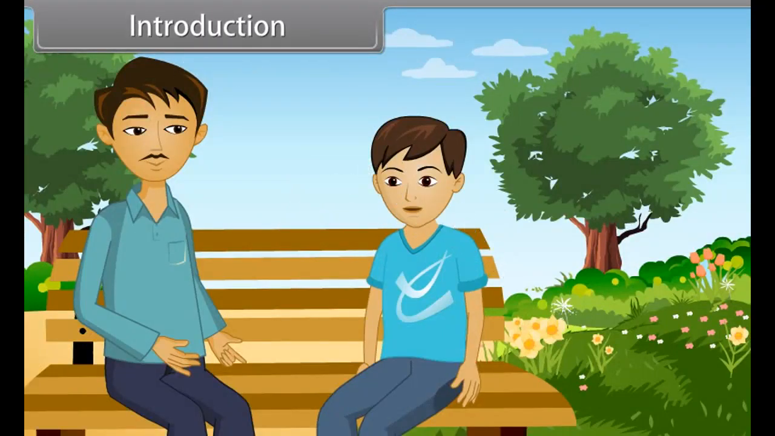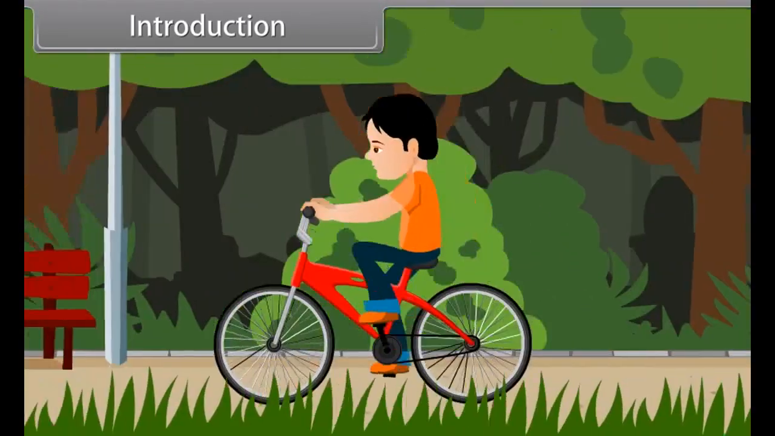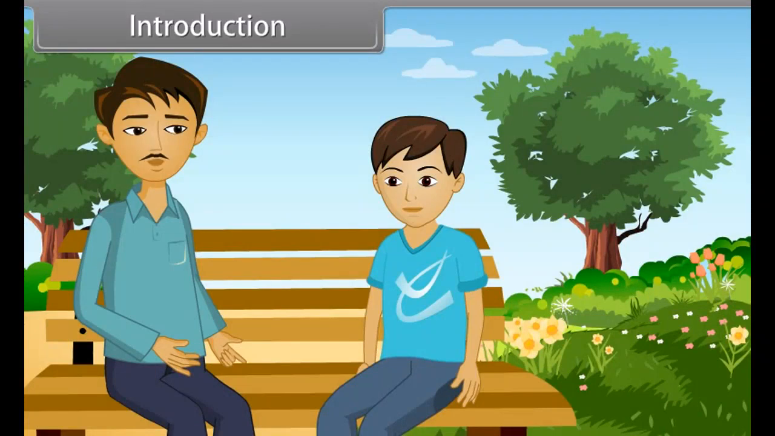Papa, I like this place so much. This park is so beautiful and it is full of nature. Yes, son. That is the reason why we come here daily for the morning walk. Papa, why is that cyclist looking so tired? He is looking so tired because he is losing his energy.